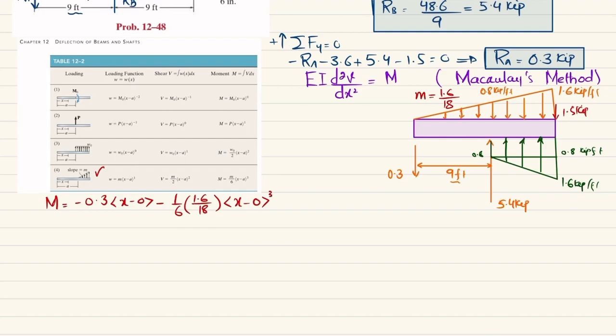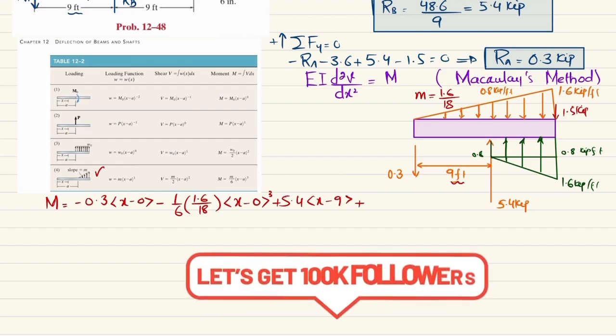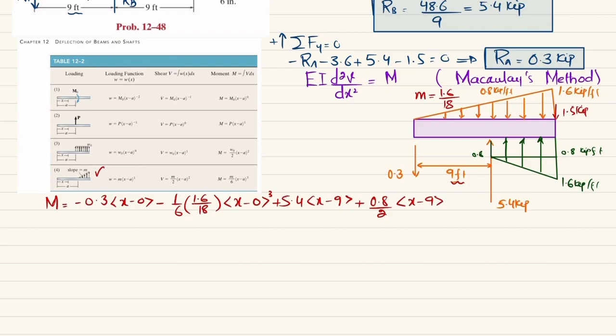The third load is this load, which is 5.4, and this is upward, so we will use this equation. So plus 5.4 into x minus a, where a is 9 for this. So x minus 9 power 1. The fourth load is this uniformly distributed load of 0.8 kips per feet. So distributed load is like this. So I will write this load is upward, so it will be plus W naught, which is 0.8, divided by 2 into x minus 9 power 2.